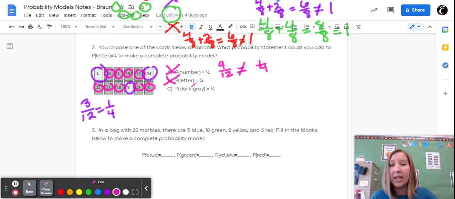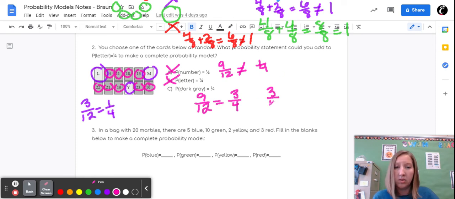So this leaves us with C, and it says the probability of a dark gray card. Well, our letters were on light gray cards, and that was 3/12, which was equal to 1/4. The rest of our cards are dark gray, and if we count those up, those are the same as our number cards, but we have 9 dark gray cards out of 12, which is 9/12, which reduces to 3/4. And if I add 3/4 plus 1/4, I get 4/4, and that equals 1 whole.